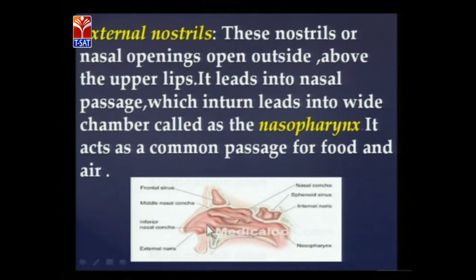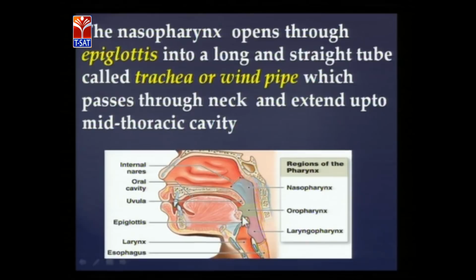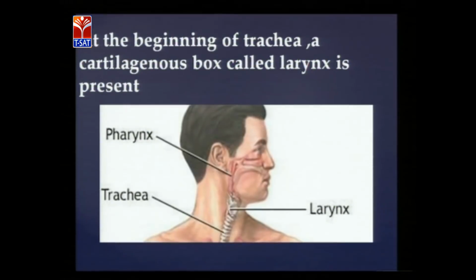As we have discussed earlier, these external nostrils are always kept moist by the production of mucus, as they are surrounded by mucous membrane on the inner surface, and they also have hair-like structures which prevent dust particles from entering the lungs. The nasopharynx region opens through a lid-like opening called the epiglottis, which guards the glottis, and this epiglottis leads into a long straight tube-like structure called the trachea or windpipe, which passes through the neck and extends up to the mid-thoracic cavity. Here we can see a clear pharynx, larynx and trachea.